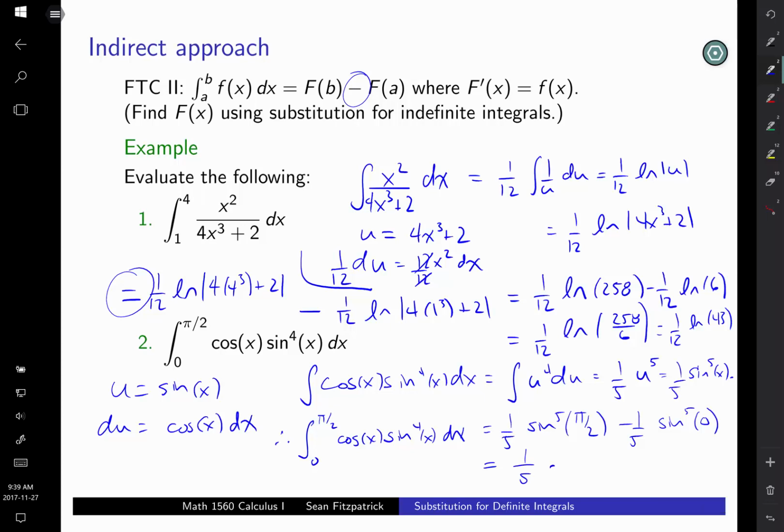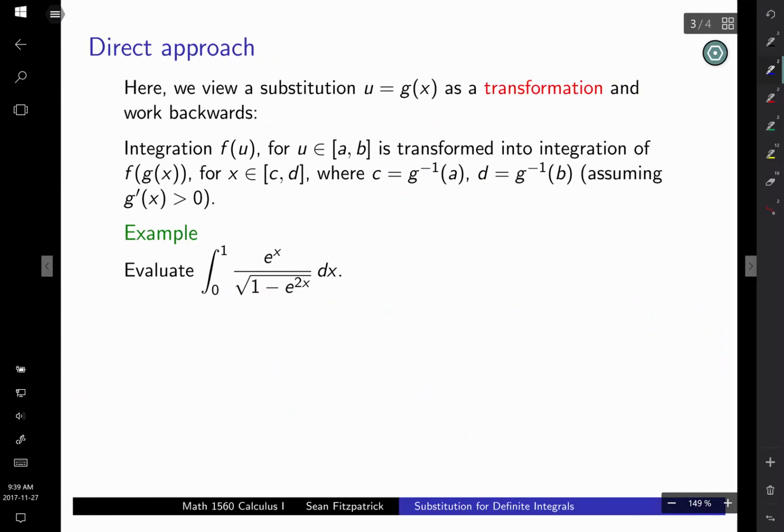Okay, so that's one way to tackle a definite integral, is first to do the indefinite integral and then plug in your limits.